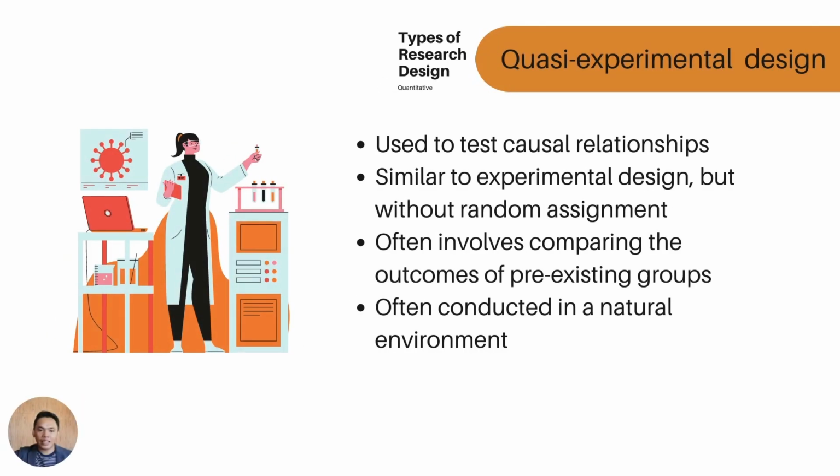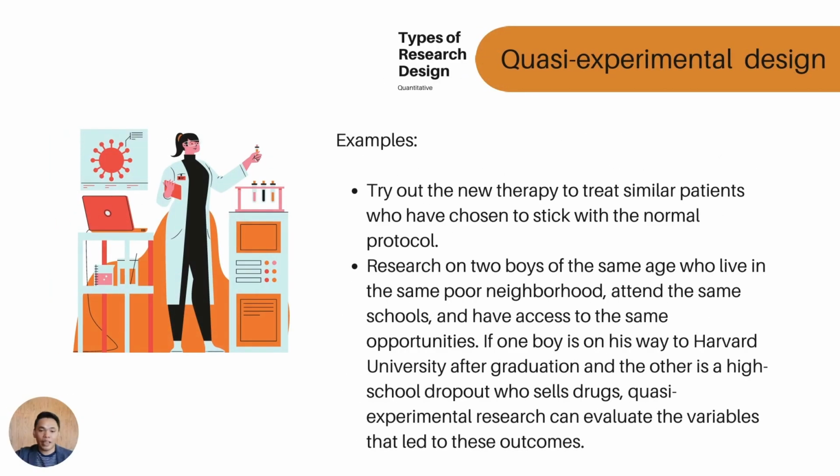The second type is the quasi-experimental design. This is still used to test causal relationship. This is also similar to the experimental design, but this does not have a random assignment and involves comparing the outcomes of pre-existing groups, and usually these are conducted in a natural environment. Some of its examples are the following.